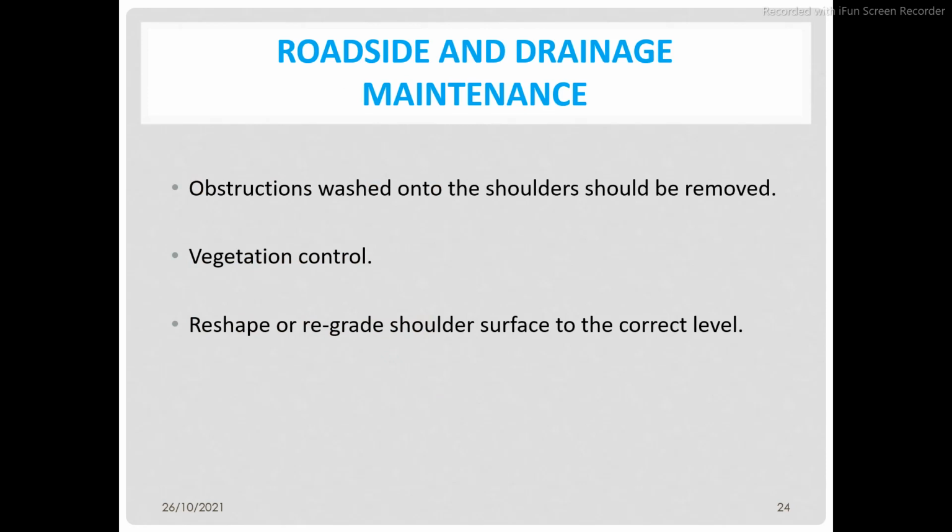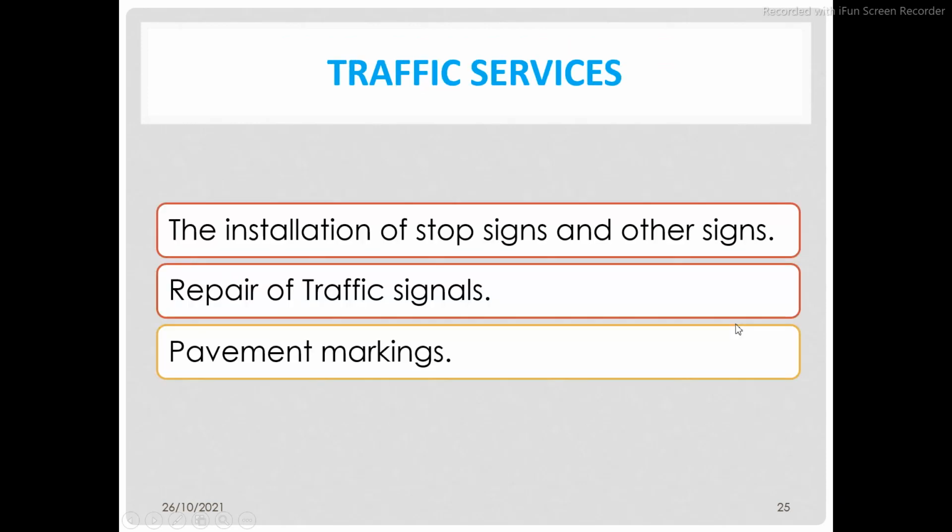Roadside and drainage maintenance: obstructions washed onto the shoulder should be removed, with vegetation control, and reshaping or regrading of the shoulder surface to the correct level. Now we're going to talk about traffic services maintenance. It includes the installation of stop signs and other signs, repair of traffic signals, and pavement markings.